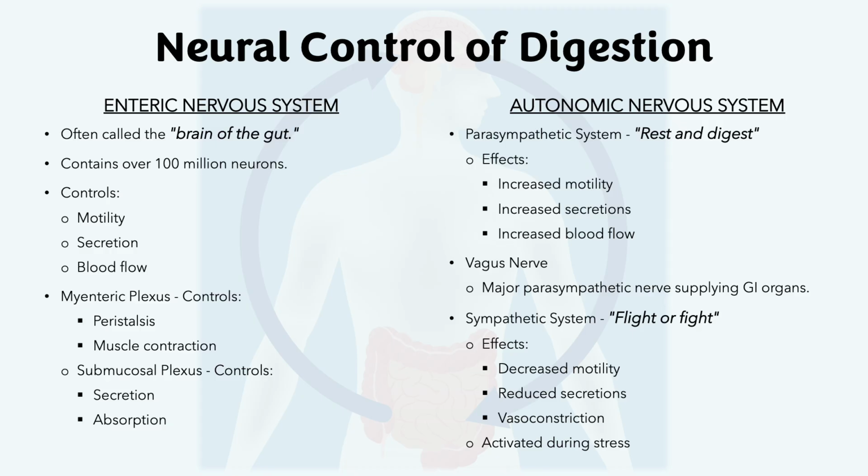Now, the digestive system is also influenced by the autonomic nervous system. We hear a lot about the autonomic nervous system and the way it works in the body, which includes the parasympathetic nervous system. What is the parasympathetic nervous system? This is called your rest and digest system. This stimulates digestion by increasing motility and secretions and blood flow to the GI organs. The vagus nerve is the major parasympathetic nerve supplying most of the GI tract.